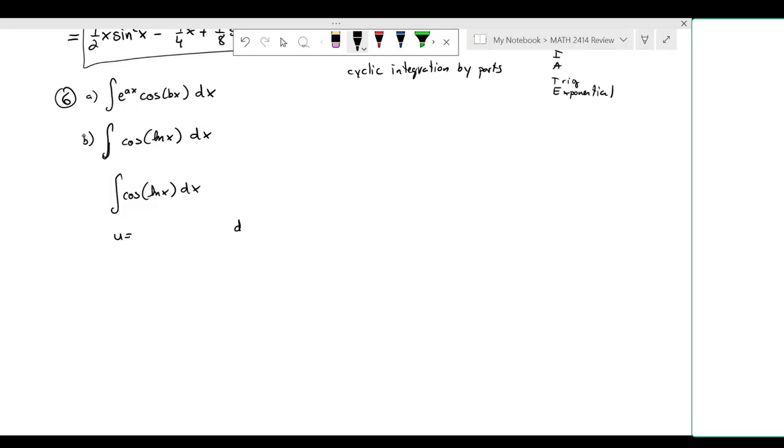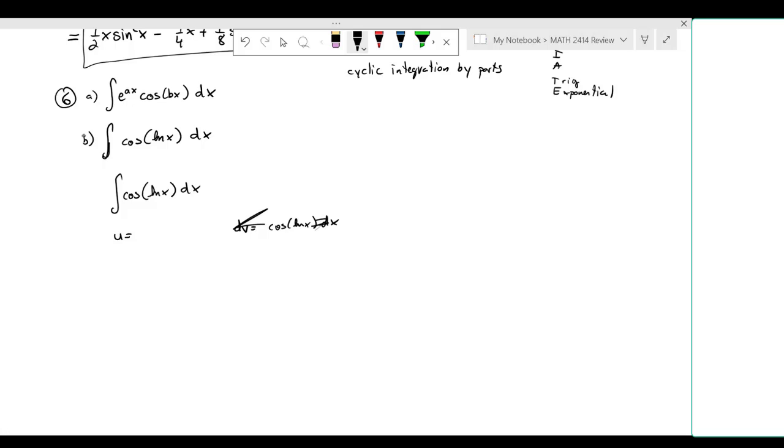Well, you have to choose dv so that you know how to anti-differentiate in order to find v. If we choose this to be dv, that makes no sense because it's just the original integral to find v.